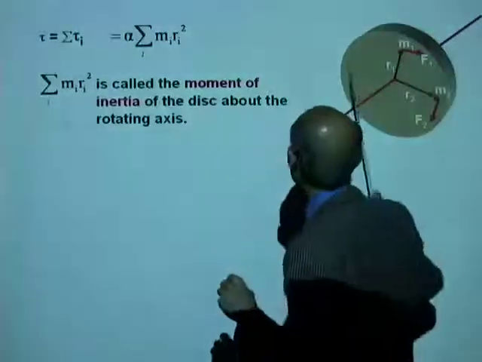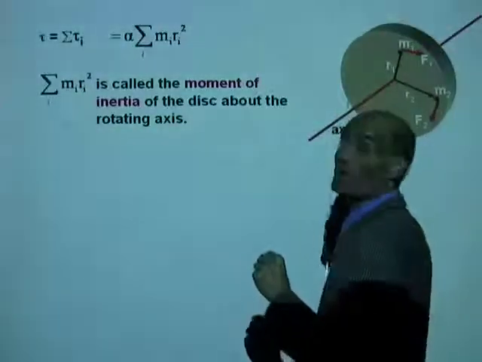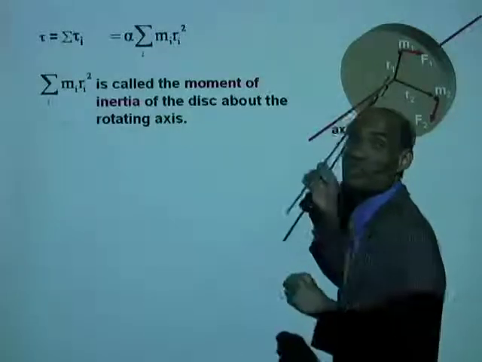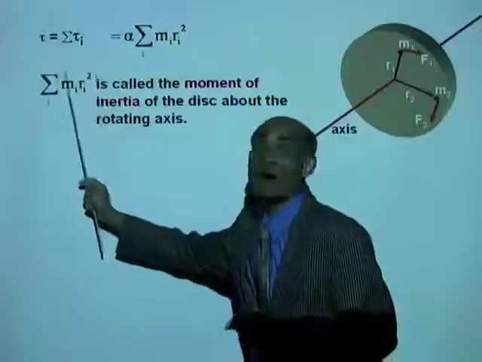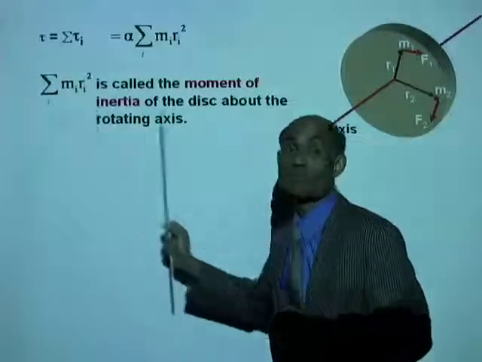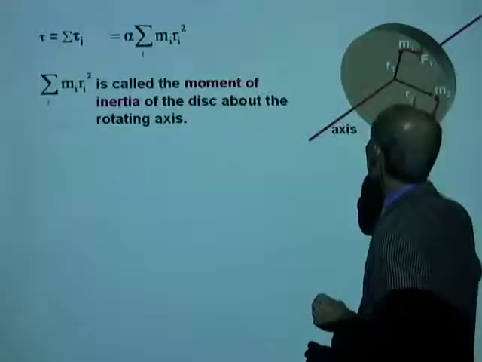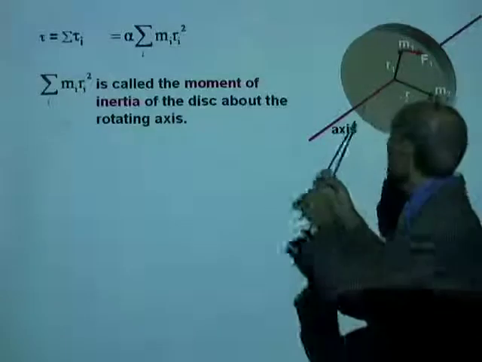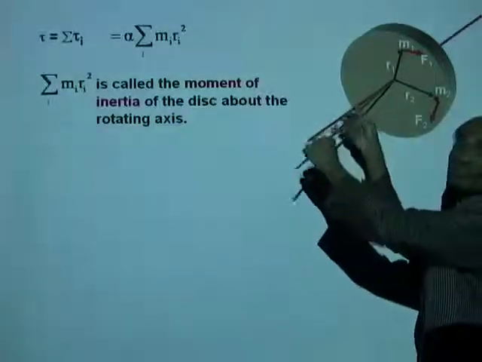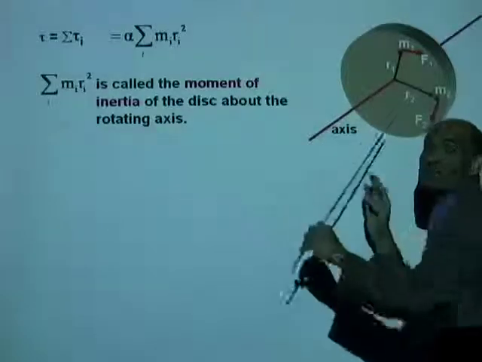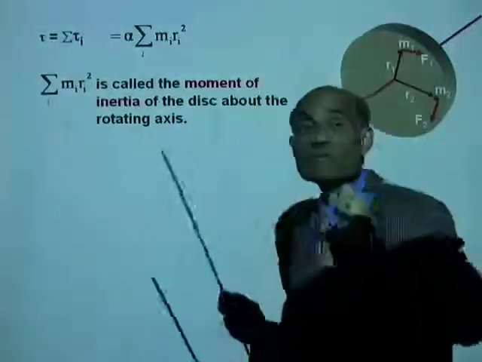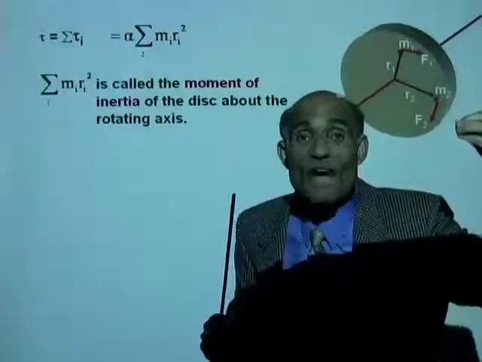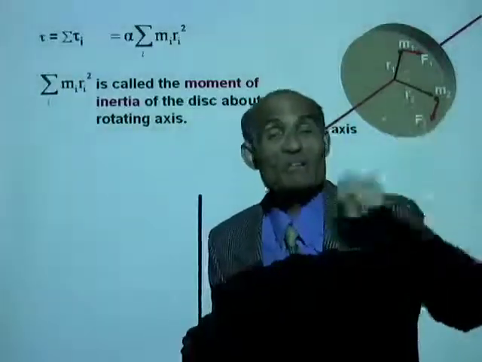You see, the moment of inertia of this rotating disk, the expression here, summation mi ri squared, is for the whole disk about this axis. You see, this is the axis of rotation. If you want to take the moment of inertia of the same disk about another axis, it will be different.